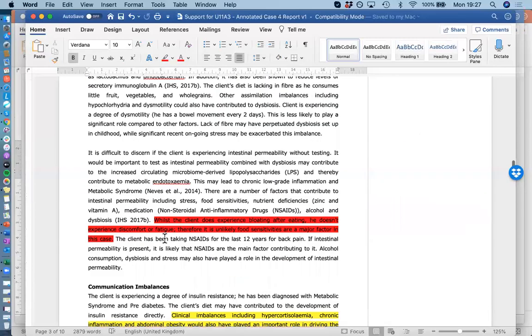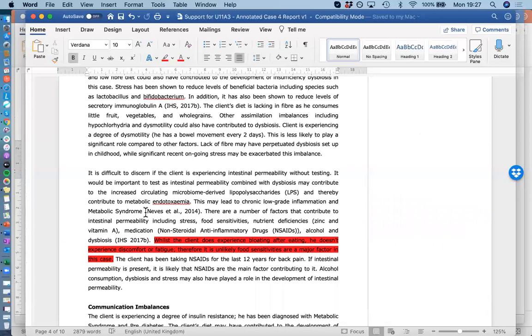Where is it? Was it here? So this is one. It's difficult to discern if the client is experiencing intestinal permeability without testing. So this paragraph now is about IP. It would be important to test, as intestinal permeability combined with dysbiosis may contribute to increased circulating microbiome-derived lipopolysaccharides and therefore contribute to metabolic endotoxemia. This may lead to low-grade chronic inflammation and MET-S.